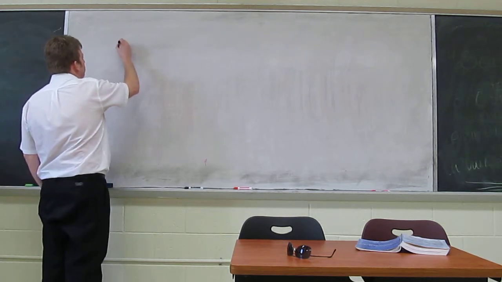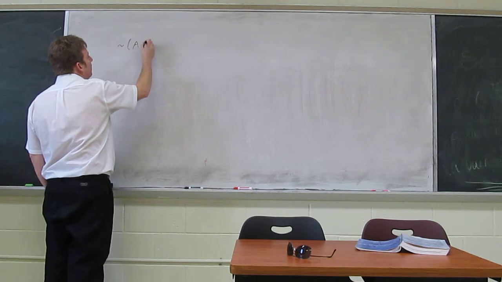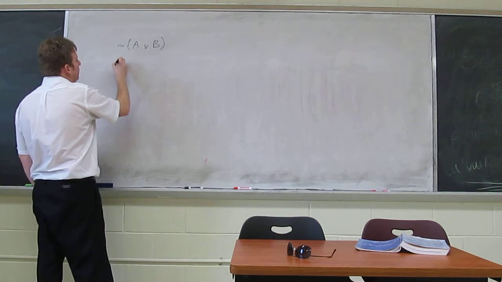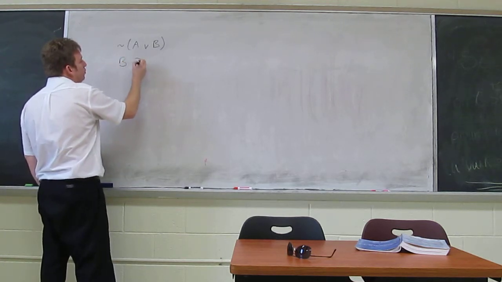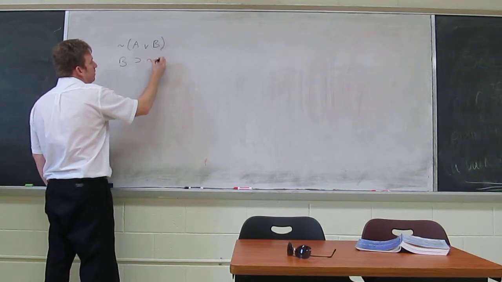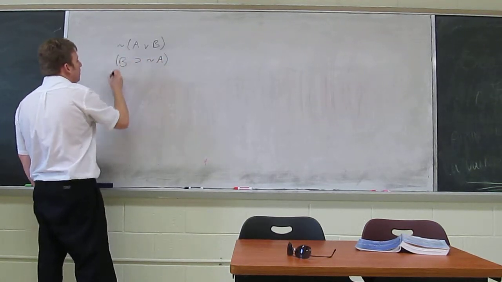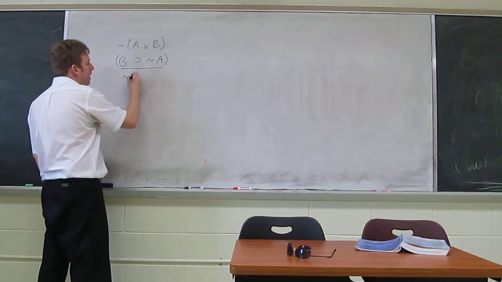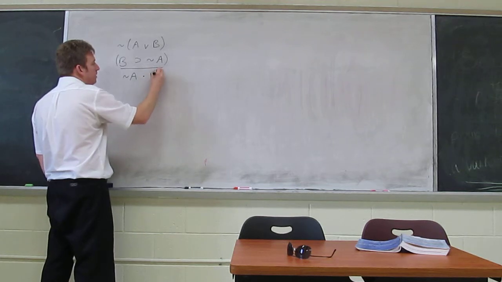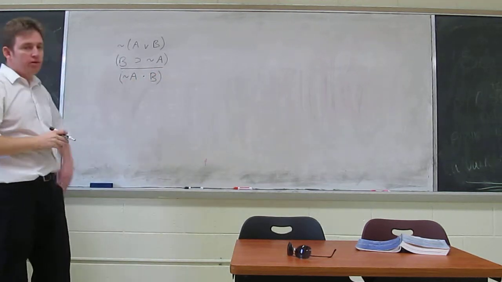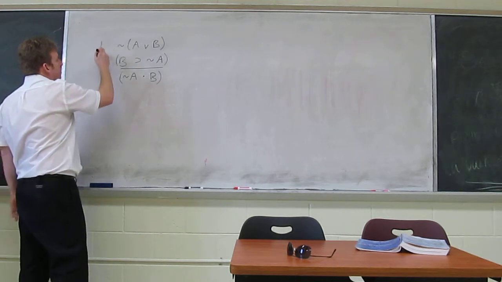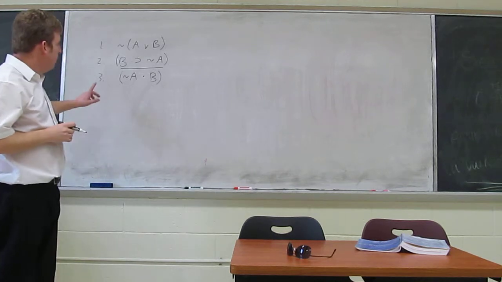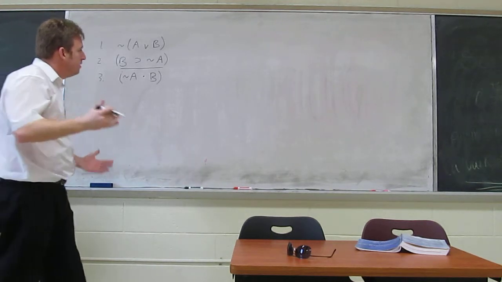Here's our argument. Tilde A, wedge B. Second premise is B, horseshoe, tilde A. Conclusion, tilde A dot B. Okay, so I don't know whether this is true or false, or valid or invalid, and probably you don't either, unless you're very quick. But we're going to find out. That's the whole idea. The truth table test is going to tell us how to do this.